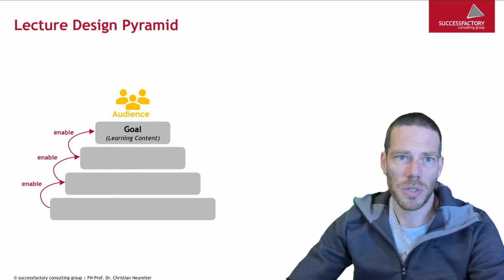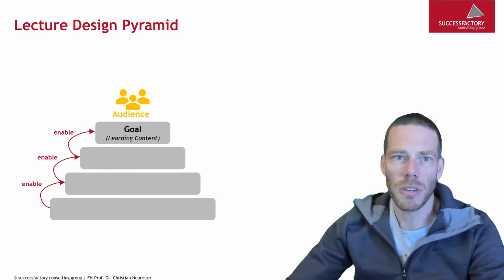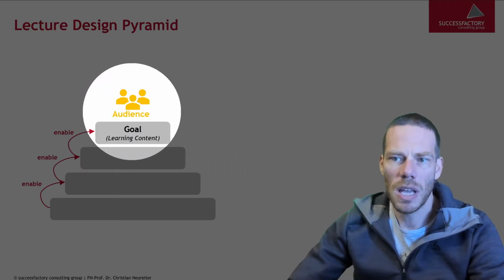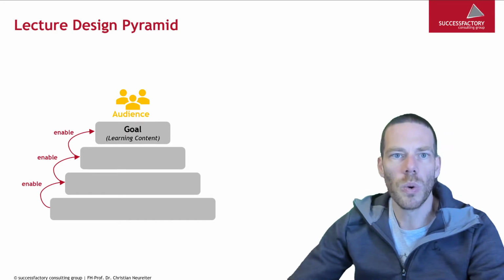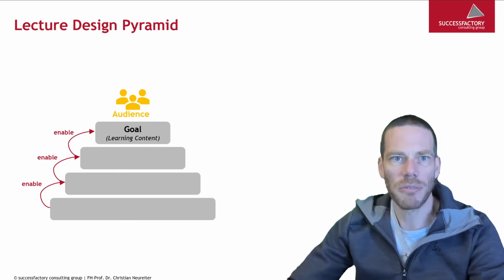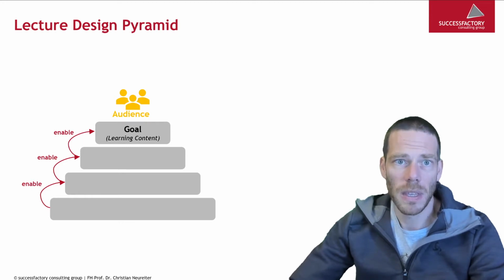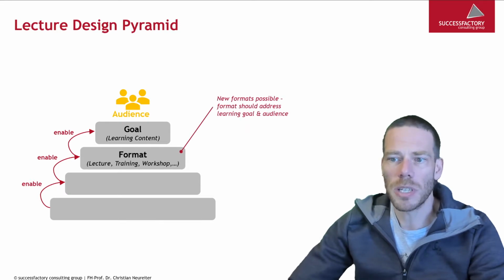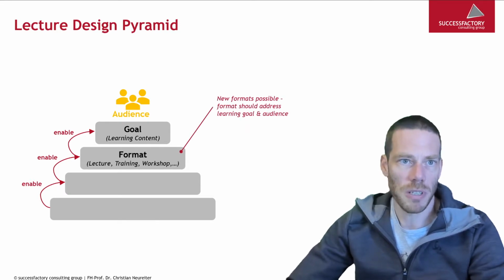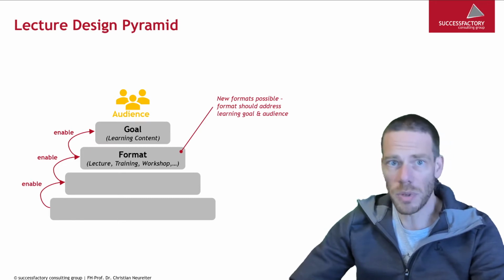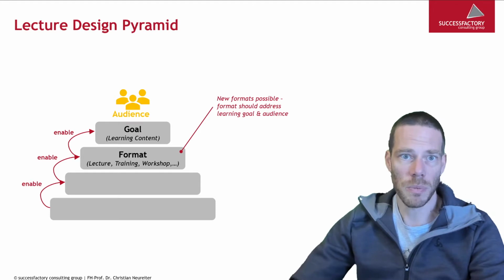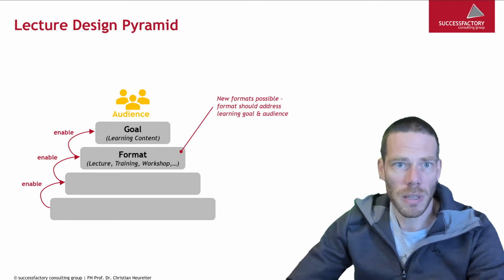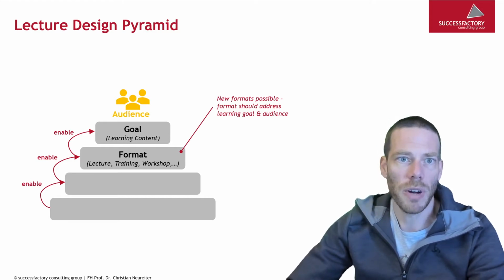The better approach, in my opinion, is to start by considering first: what is my audience? What is their background? What are their expectations? And what is the learning goal? So what shall change for the audience after attending my training or my lecture? Depending on the audience and their particular goal, we can then ask the question, what is the appropriate format for this training? Should it be a lecture? Should it be a training, a workshop, a consulting session, or whatever comes to your mind? Choosing the appropriate format is basically the foundation for everything else that we are doing.